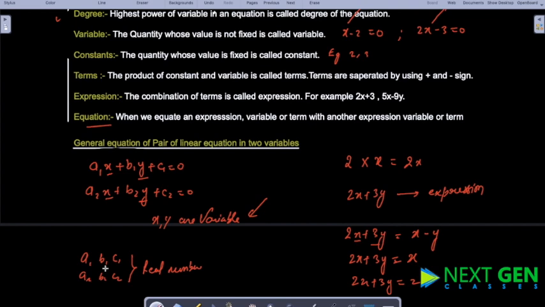In this video we have learned about various components of algebra which are related to pair of linear equation in two variables. We have done a postmortem of the name of pair of linear equation in two variables. In the next video we will learn about what kind of solution a pair of linear equation in two variables has.